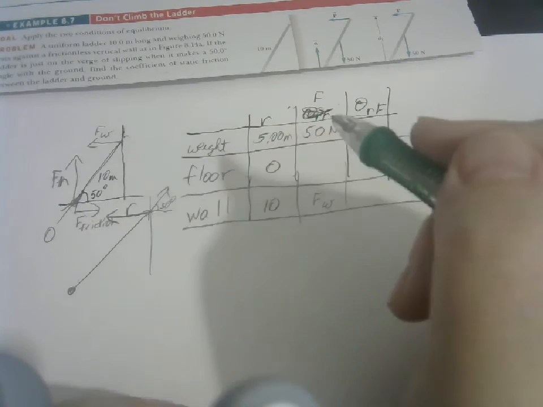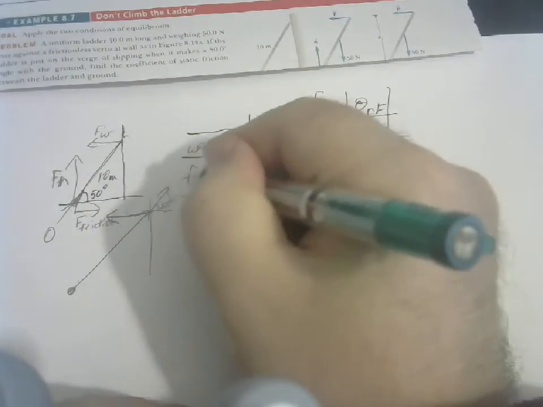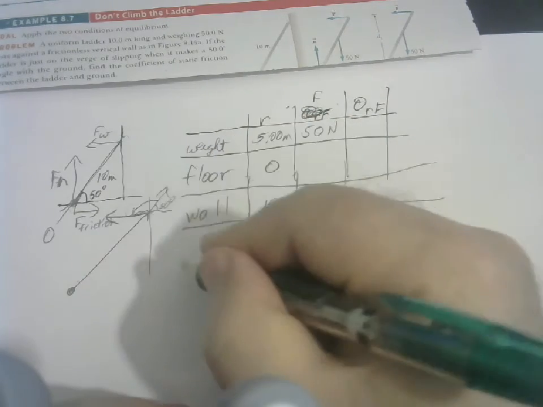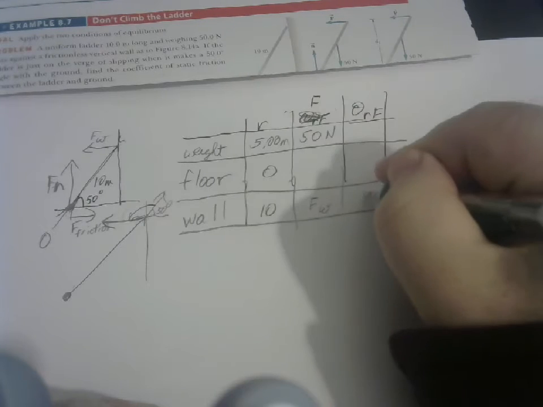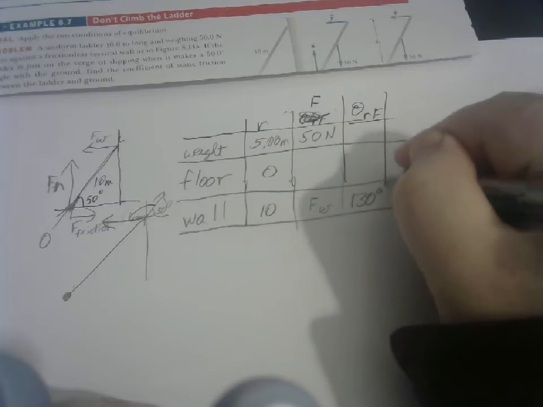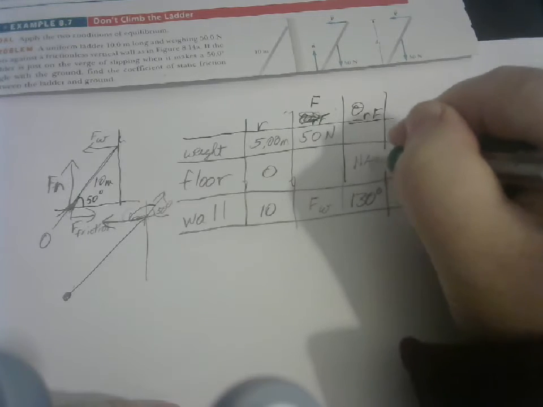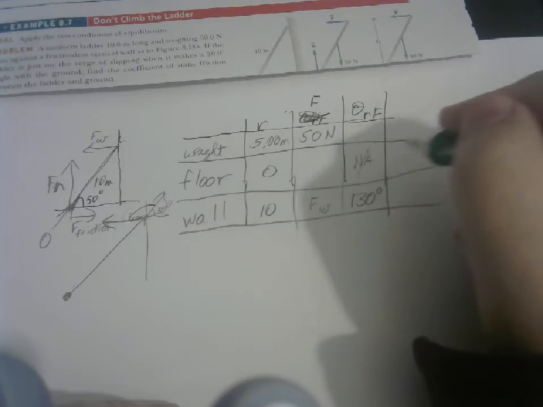I drew that R there earlier. The angle from the R to the F is counterclockwise, so it is positive 180 minus 50, which is 130 degrees. And then for the floor, we don't know the angle yet, or, well, it's just not applicable. And the force is unknown still.